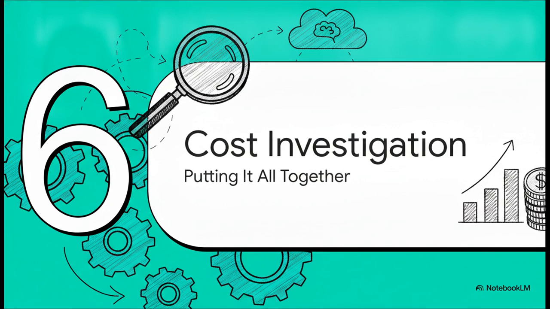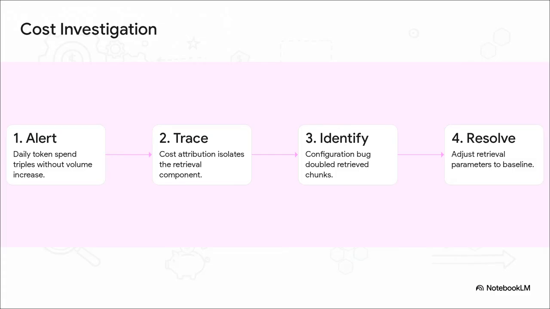Section 6, End-to-End Cost Investigation. Let's put it all together. Let's walk step by step through a generic real-world scenario to prove why everything we just talked about is so valuable. Imagine a team notices their daily token spend has tripled over the last 2 weeks, but the request volume hasn't gone up at all. Without FinOps observability, this is panic mode. But with it, it's a simple process.